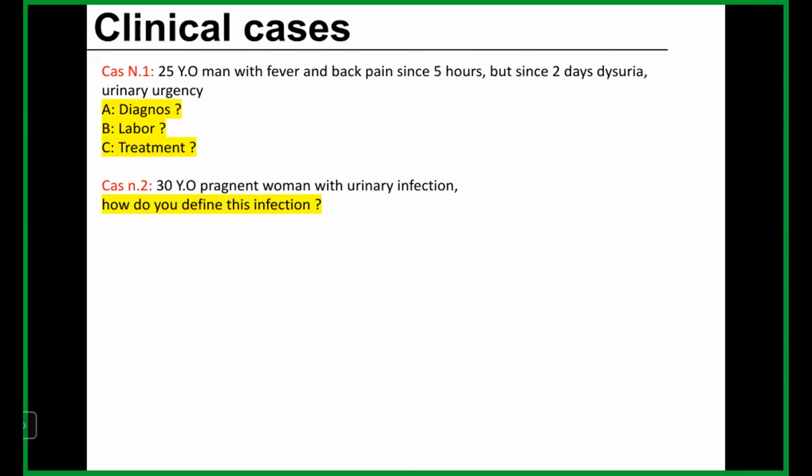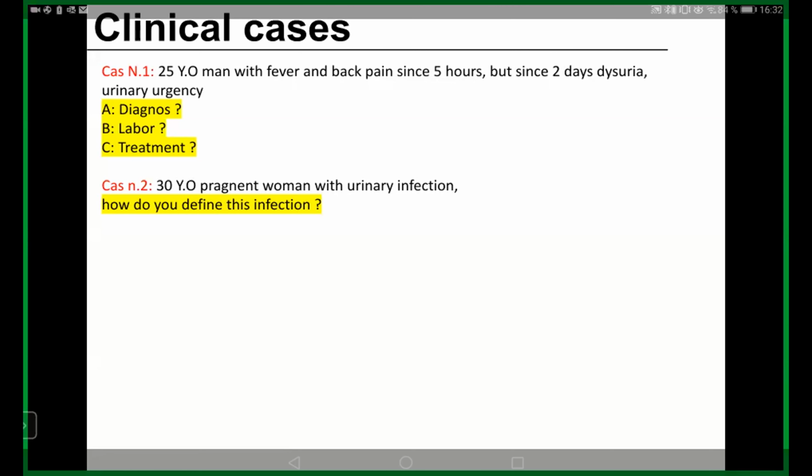What could be your diagnosis? Since 5 hours, back pain and fever. Since 2 days, dysuria and urinary urgency, but the development of the symptoms since 5 hours is also fever. Let's check the answers.